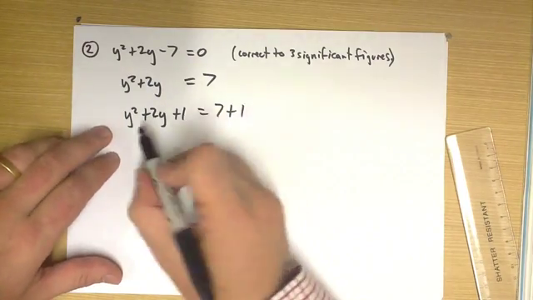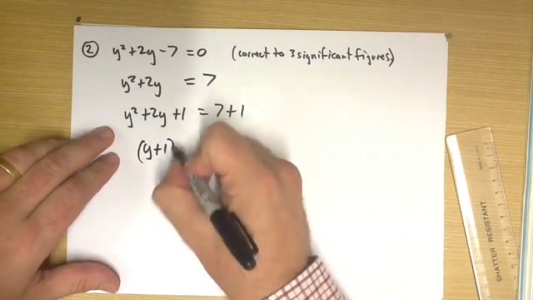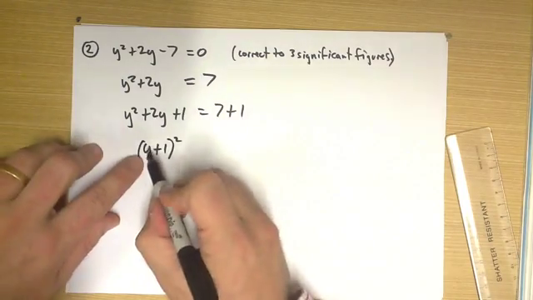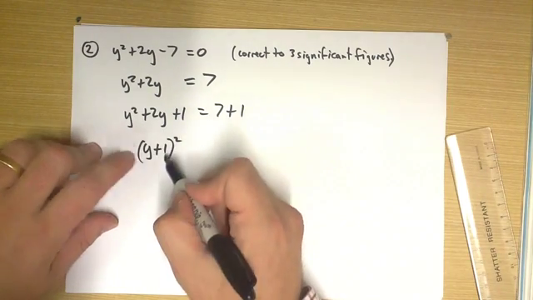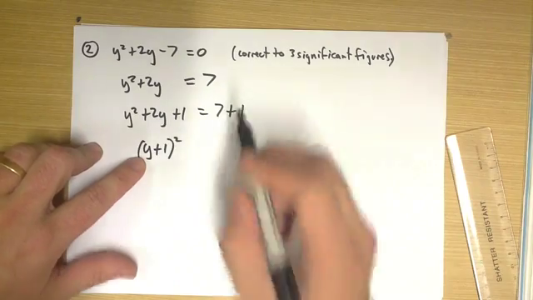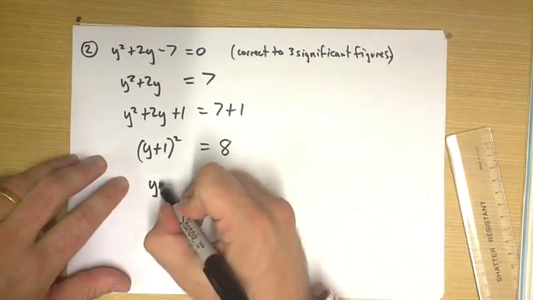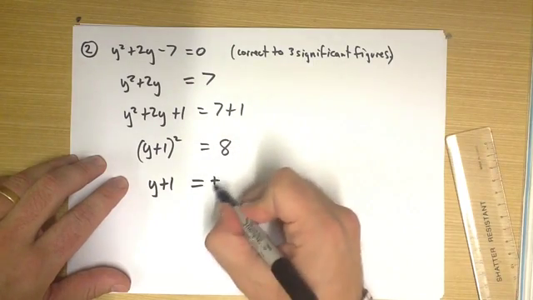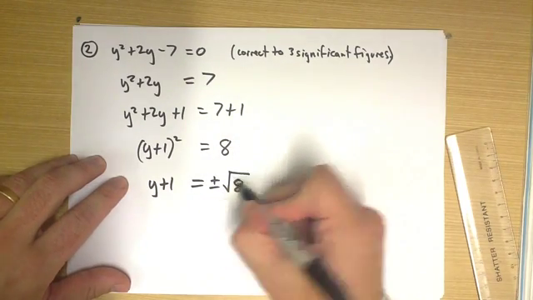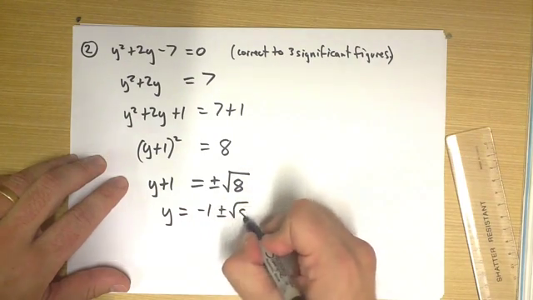Okay. So what this is here, this is the perfect square. Let's just check. Square of the first, square of the second, twice their product. y times 1 is y, times 2, twice their product. No worries. Okay, so now we just square root both sides. Okay, so y equals minus 1 plus or minus root 8.